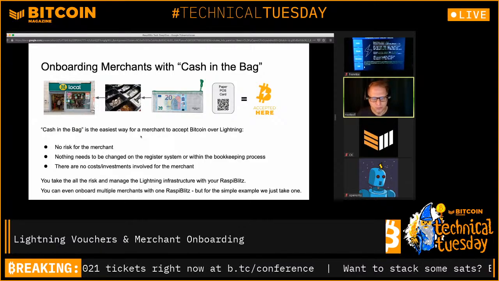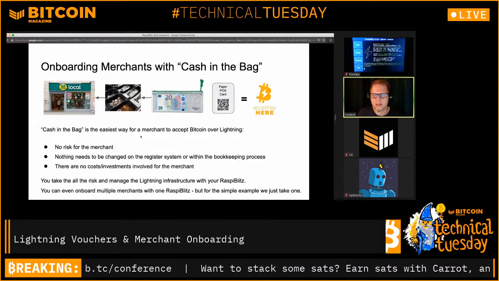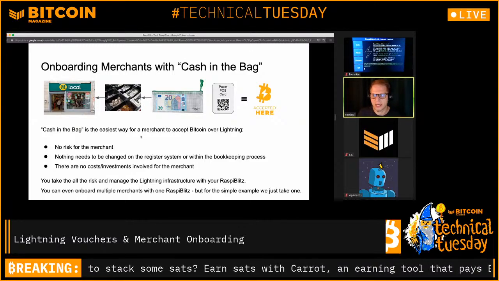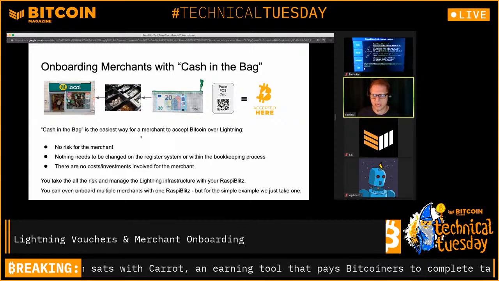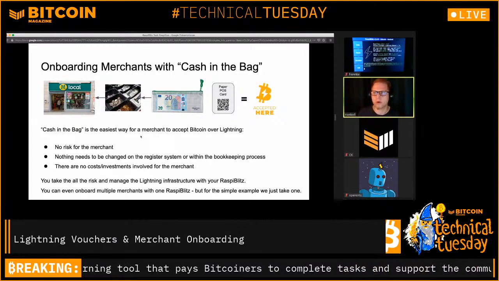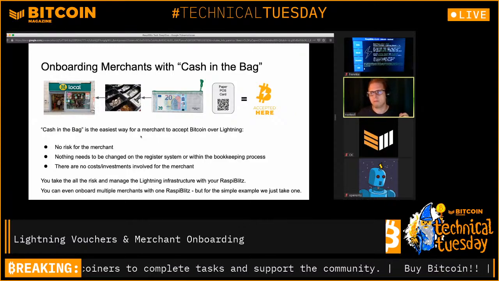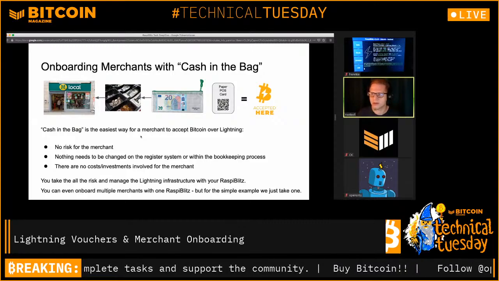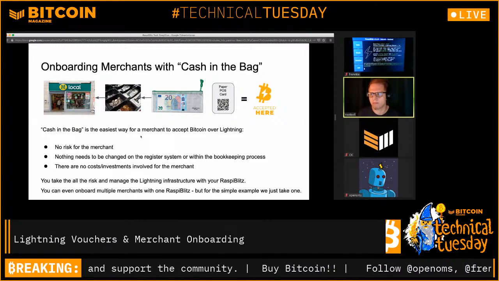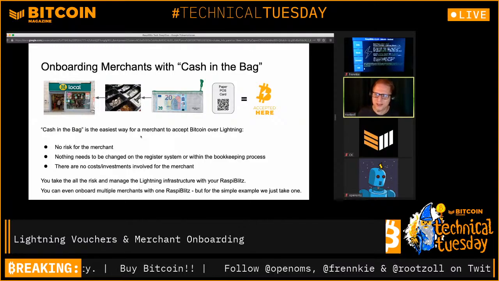The idea, the cash in the bag, for us, seems to be a little bit the easiest way to onboard merchants accepting Bitcoin over Lightning at the moment. And then really, it's just an onboarding solution. It's not something you should scale up to big amounts or to 100 merchants or whatever. This is really just for your local merchant, maybe at your meetup, who always said they don't like it complicated to sell Bitcoin or whatever, to give them the easiest kind of entry possible.